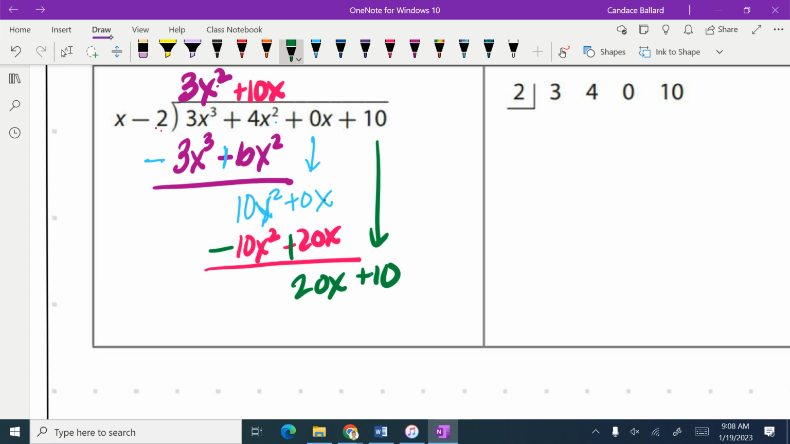Okay, how many times does x divide 20x? 20, so that's going to go up here on top. Okay, we're going to distribute 20 times x. 20x, 20 times negative 2. Negative 40. Okay. What am I supposed to do next? Change the signs.